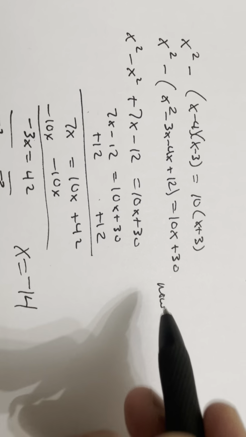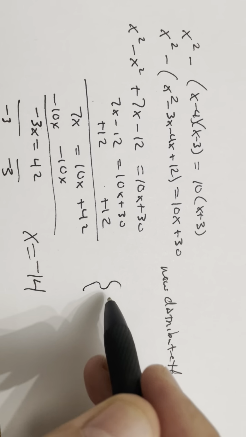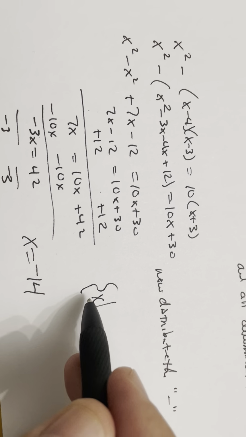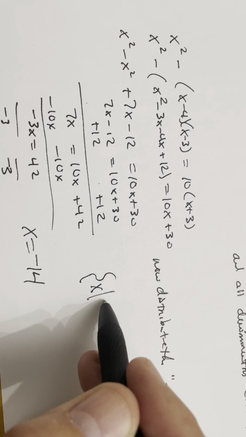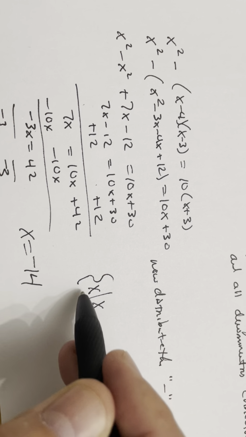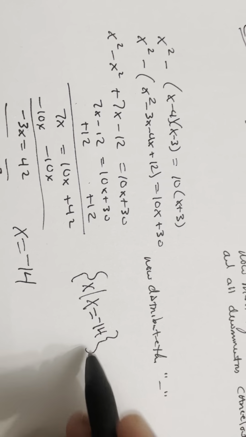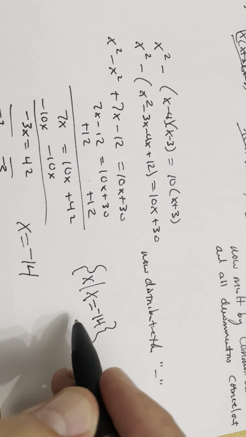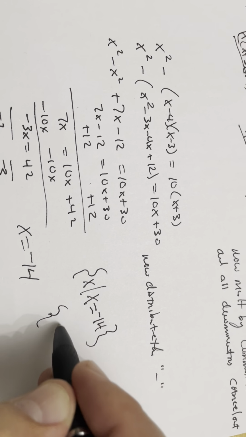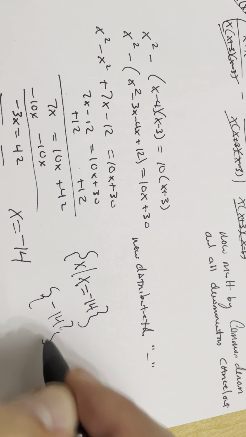So you can see it written like that. Sometimes you'll see it in set builder notation, where they put these curly braces, and then they write x such that x is equal to negative 14, and they close it off. Sometimes you'll just see them write it as the set negative 14.